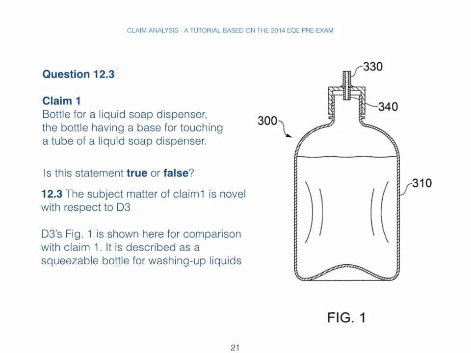which is now shown on the slide. Here we have: the subject matter of claim 1 is novel with respect to D3. That is the question.